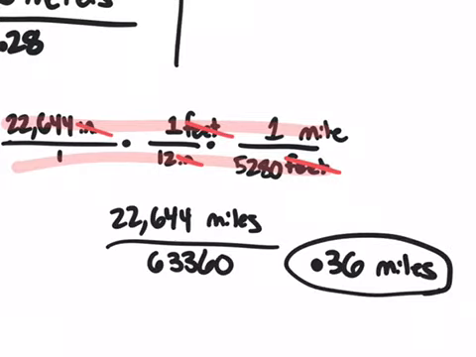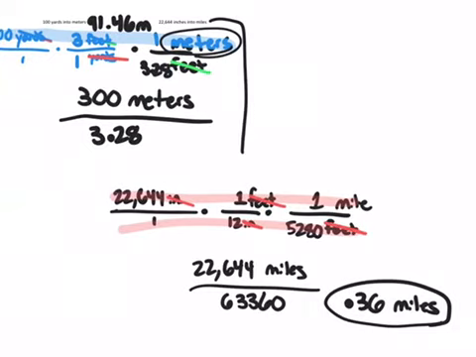It's always nice to make sure this makes sense. Yes, 22,644 inches is a lot of inches, but compared to a mile, we can see it's roughly a third, a little more than a third of a mile. There's a ton of inches in a mile.